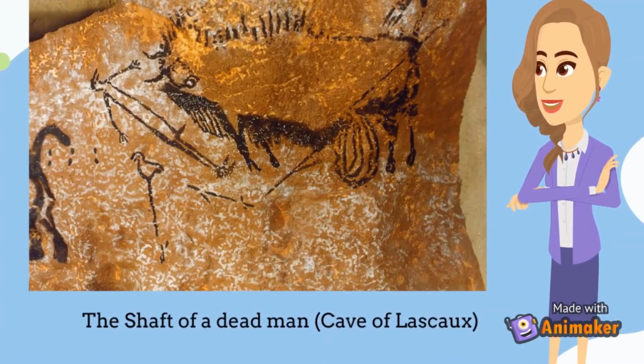The shaft of a dead man, cave of Lascaux. So this is how it looks like. It is a cave art. What kind of line do you see on a cave painting? There are diagonal, vertical, dotted, curved, concave, broken, and convex. Do you see other kind of lines?